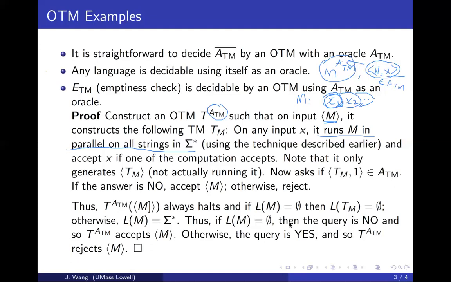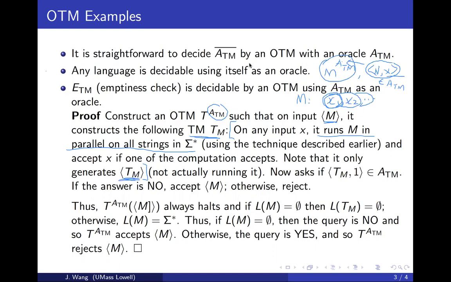It accepts X if one of the computations accepts. Note that it only generates the encoding of T sub M. When we say it constructs this Turing machine, that means it only generates this description, without actually running it. So this is the description of this TM.